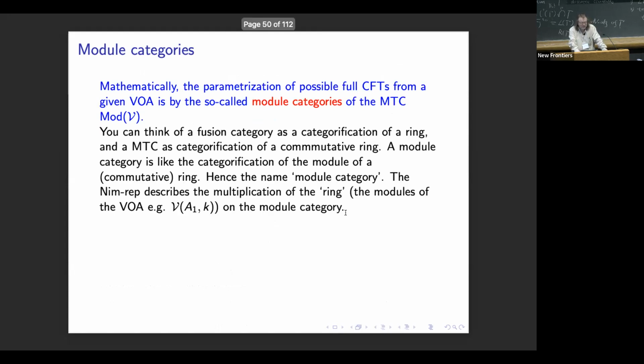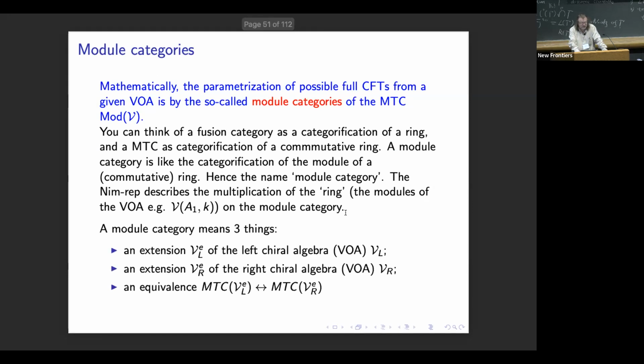You can think of a fusion category as a categorification of a ring. A modular tensor category is a categorification of a commutative ring. A module category is the categorification of a module of a ring, and that's where the name comes from. And so the NIMREP is just the combinatorics of the module category, just like the modular invariant is the combinatorics of another aspect of this. A module category for us is a triple.